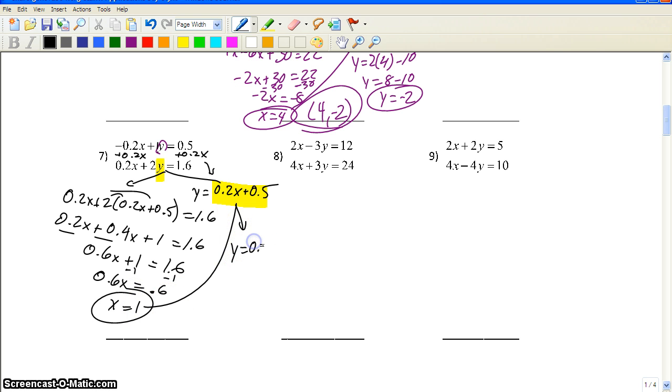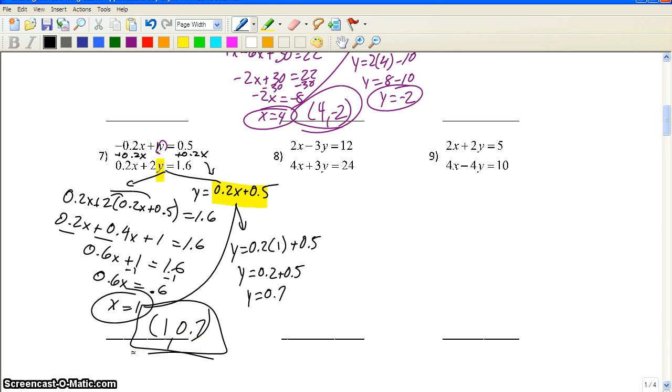We get y equals 0.2 times 1 plus 0.5. Y equals 0.2 plus 0.5. Y equals 0.7. So we get 1, 0.7. All right, let's look at number 9.